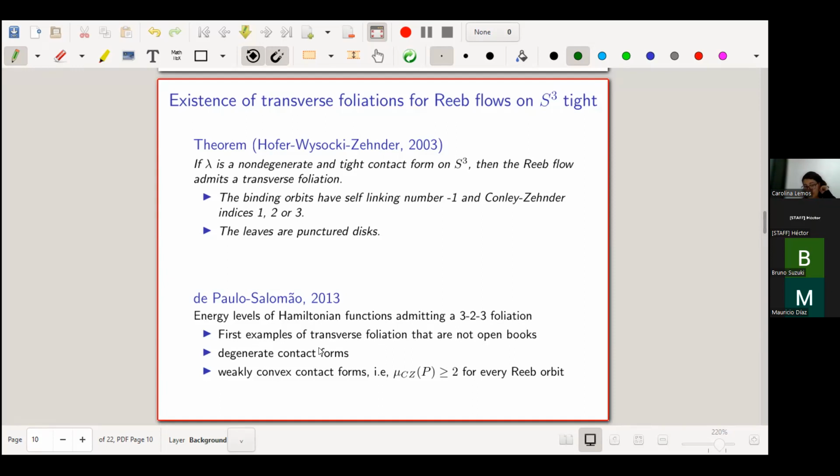They showed the existence of this foliation for some energy levels of Hamiltonians near a saddle-center critical level. The contact forms they considered were degenerate, so it makes things even harder. Also, they are weakly convex contact forms, meaning the Conley-Zehnder index of every orbit is bigger or equal than 2. It's less restrictive than dynamical convexity, but it still has some restriction.